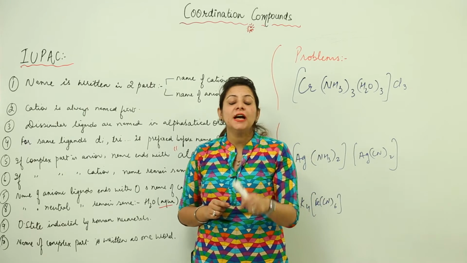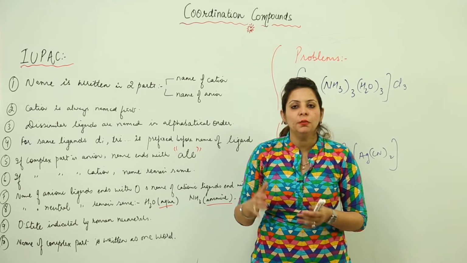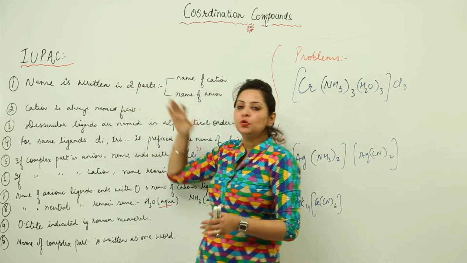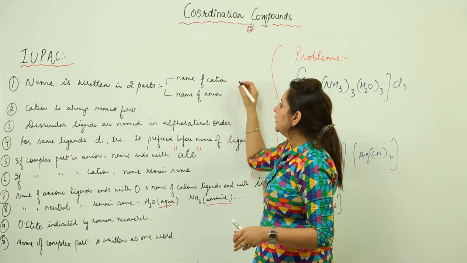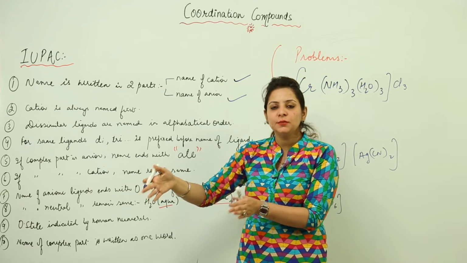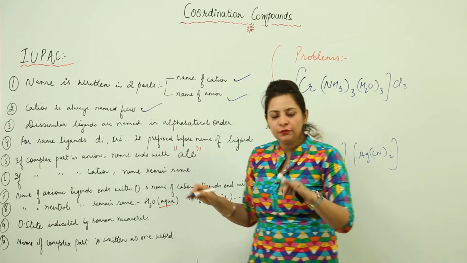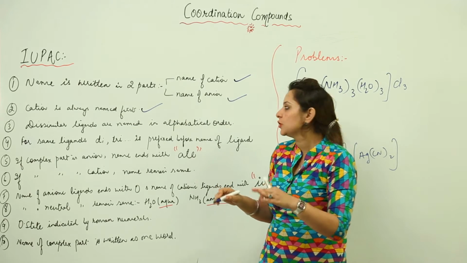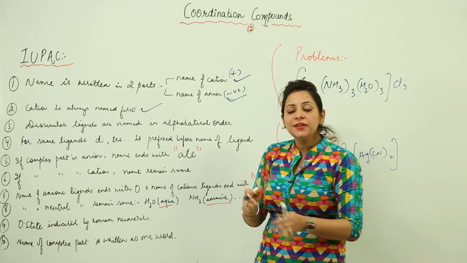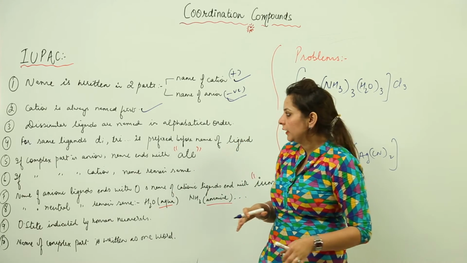Now we are starting with the IUPAC, that's how we can write the name for the coordination complexes. You should know that the name is written in two parts. It is divided into cation and the anion. That means first the cation is named, then followed by the name of the anion. So cation is always named first and then the anion is named. As you all know, cation is positive, anion is negative part. So always the positive part name is written first and then followed by the negative part name.